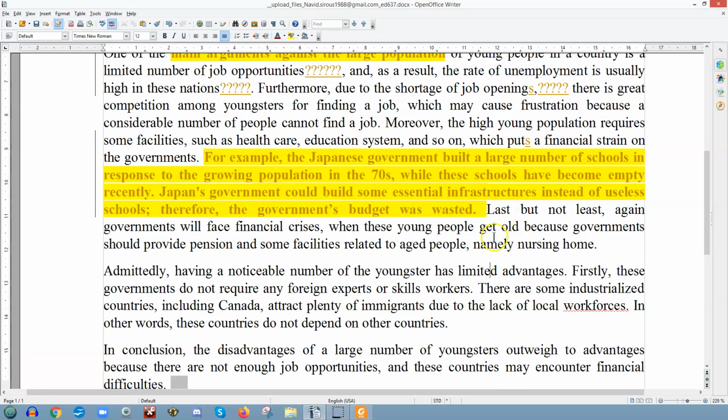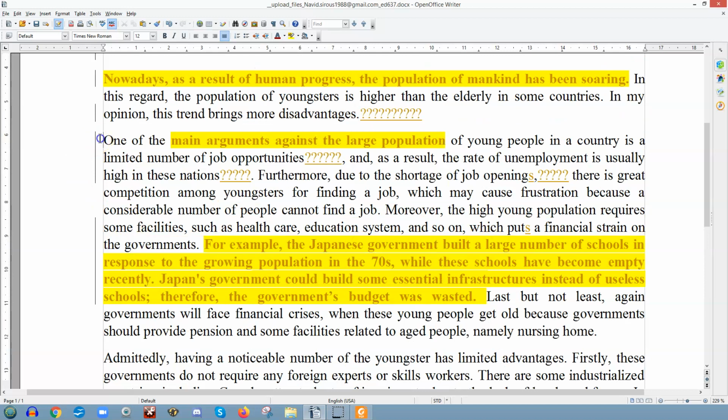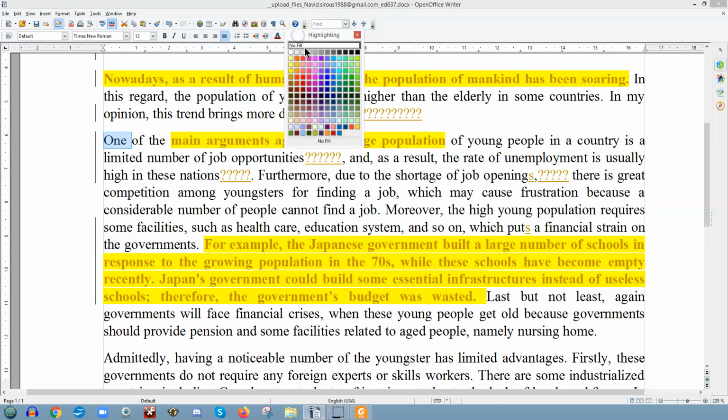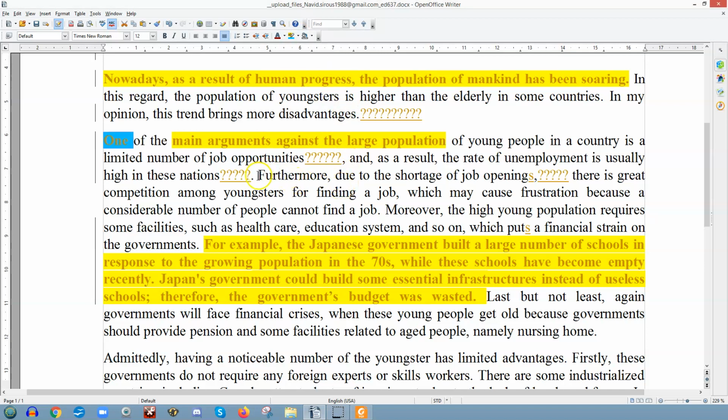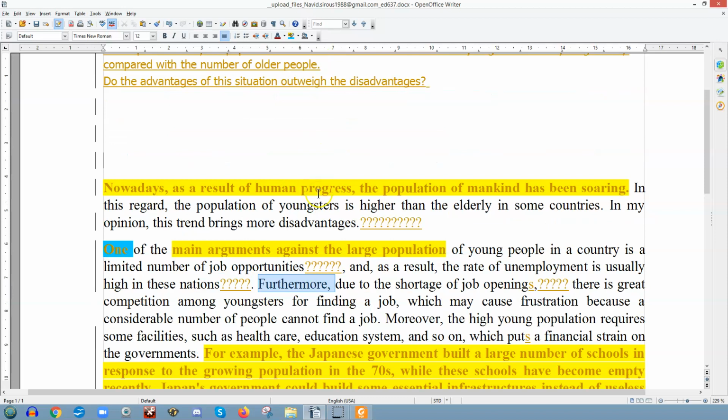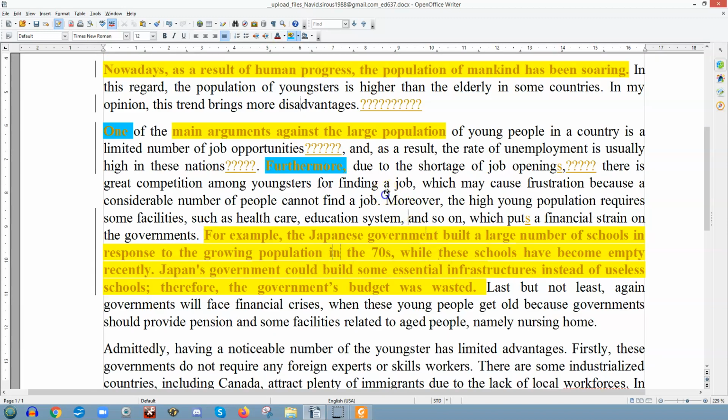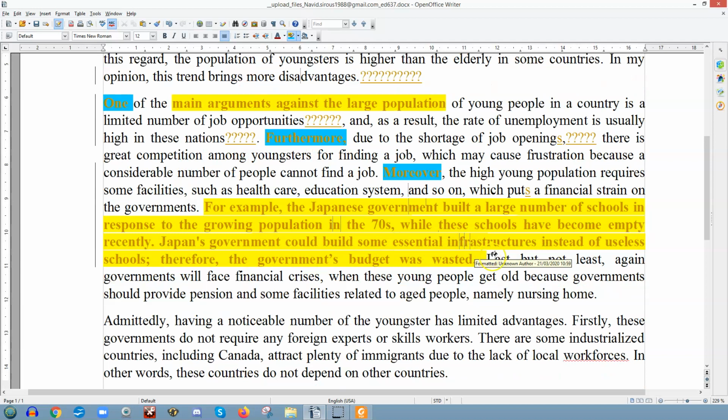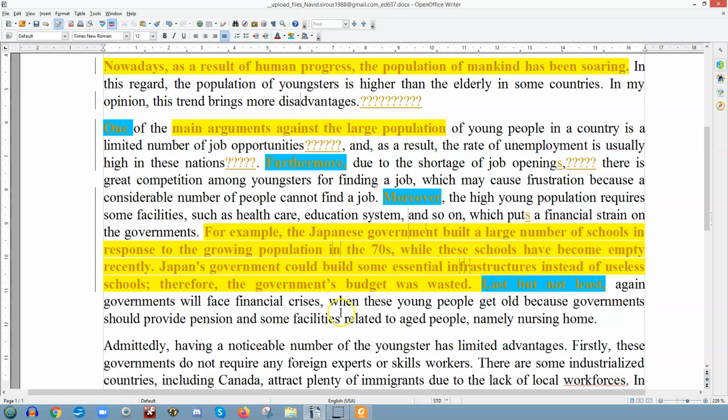"Last but not least," and why do we have 4 ideas in a paragraph? You need one main idea a paragraph, right? So what's this? 1, 2, what's this? "Moreover, last but not least," why do we have 4 separate, completely unrelated ideas in a paragraph? And that's quite long as a paragraph.